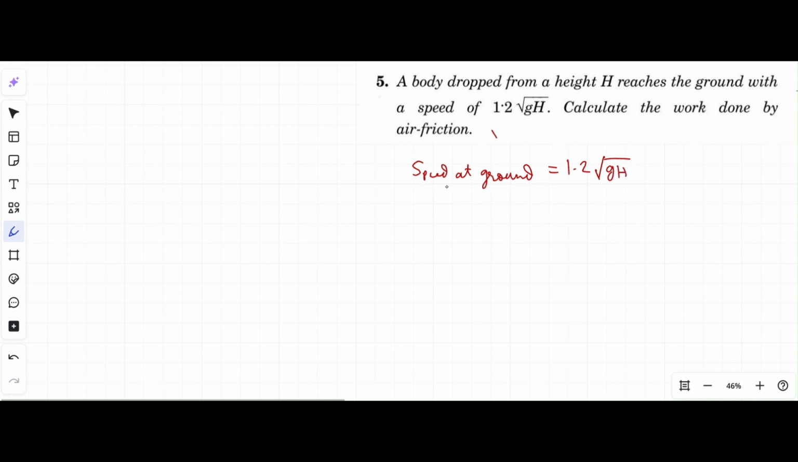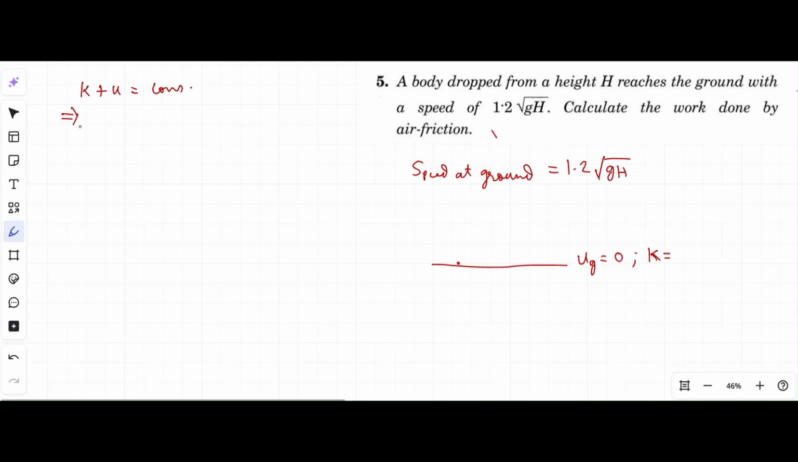So, what does speed at ground mean? It means if a body was dropped from a height h, it has reached the ground. When it reaches the ground, the gravitational potential is equal to 0, and only kinetic energy remains, and we have the speed. Since we know that the total mechanical energy is conserved, the sum of kinetic energy plus potential energy is equal to a constant.